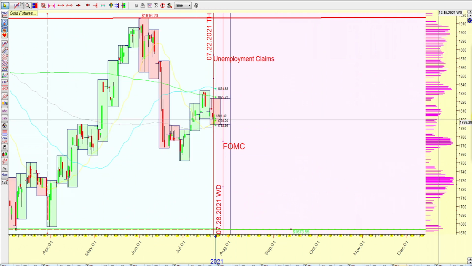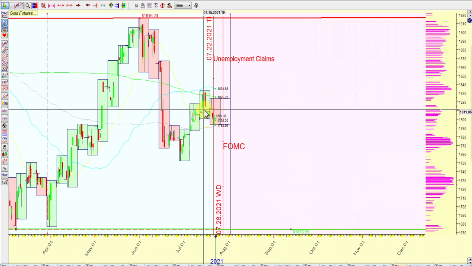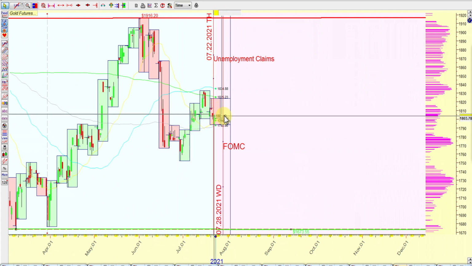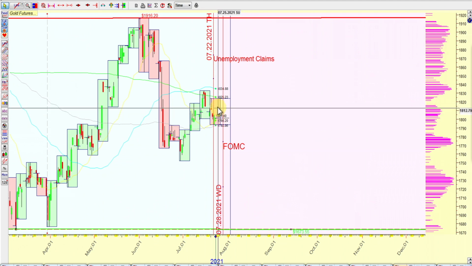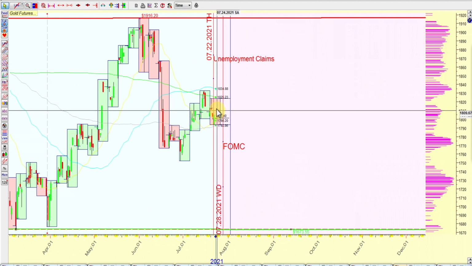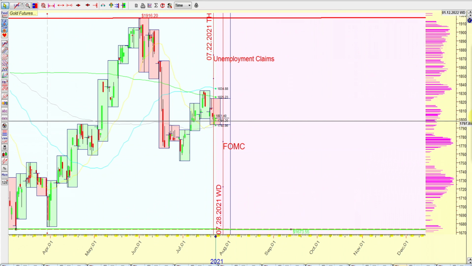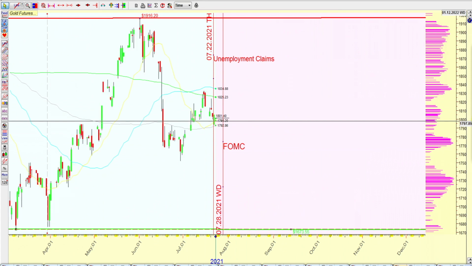On the weekly bars, you can see that the last 3 weeks were really good, and then this past week is negative. We got a little bearish price action for the week.